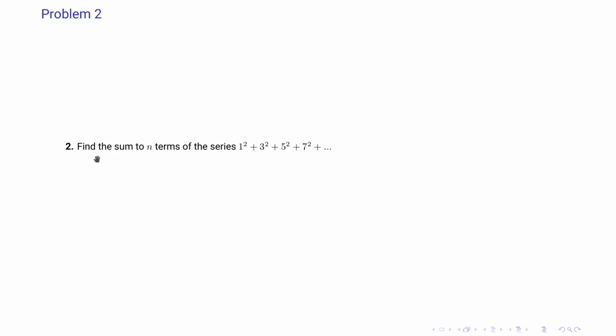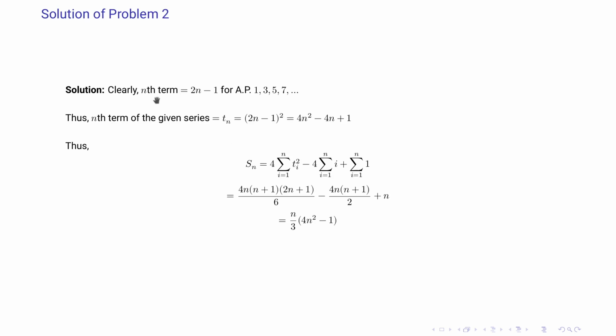Problem number 2 says: find the sum to n terms of the series 1 square plus 3 square plus 5 square plus 7 square and so on. Here clearly the nth term of the AP 1, 3, 5, 7 is 2n minus 1. So the nth term would be 2n minus 1 whole square, which is 4n square minus 4n plus 1. Now it is only about substituting the formulas for sigma i square, sigma i and sigma 1, and we find the value is n by 3 into 4n square minus 1.